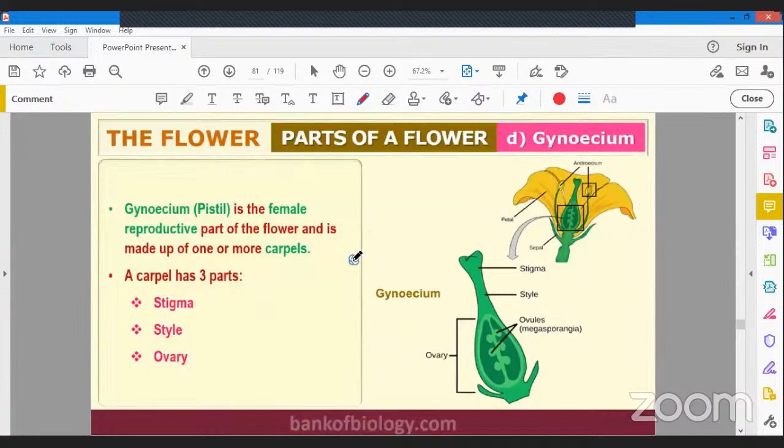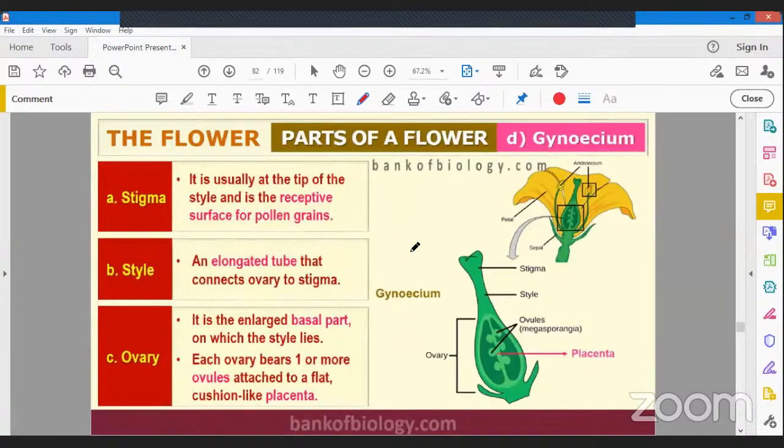Done. So we go to the next part. Stigma is usually the tip of the style, which is a receptive surface for pollen grains. So pollen grains will come and fall on the stigma. Style is an elongated tube that connects the ovary to the stigma. And remember, students, the pollen tube will grow from the stigma to the ovary. Then the ovary is the enlarged basal part on which the style will lie. Each ovary will bear one or more ovules attached to a flat cushion-like placenta. So take it down.